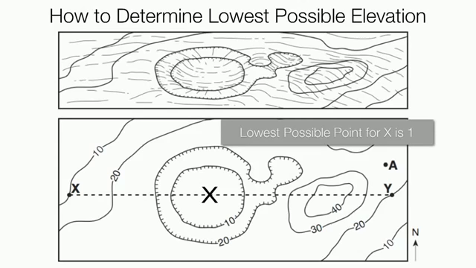The lowest possible point on any map is always going to be 1 greater than the next contour line. So 1 meter is one value greater than the next contour line of 0. So that's basically how you find your lowest possible point.